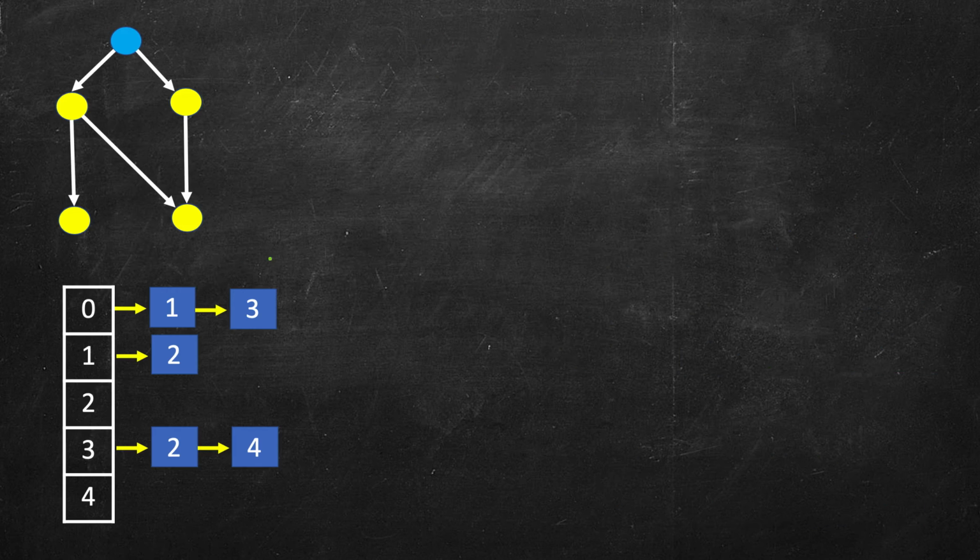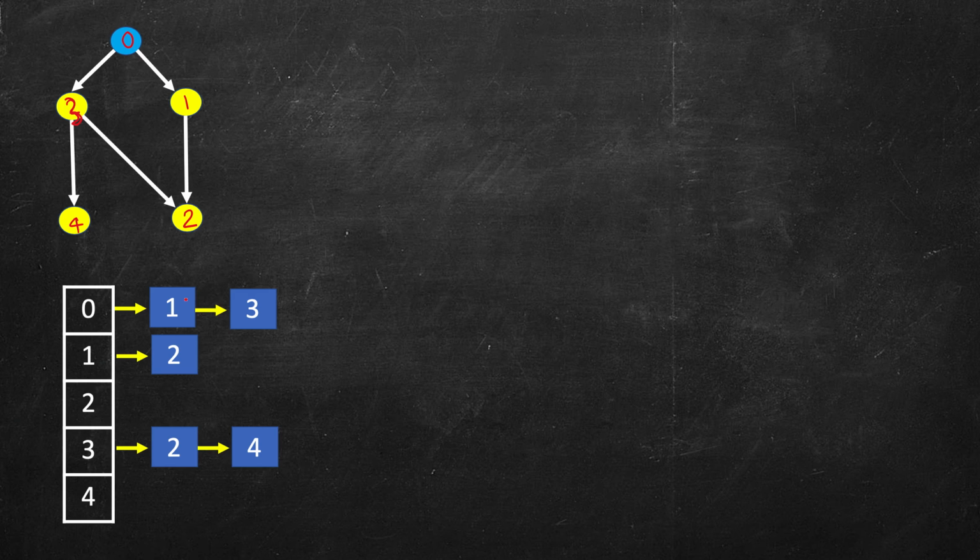Just for recap, this is the adjacency list of this graph. This vertex is 0. The neighbors of 0 are 1 and 3. The neighbor of 1 is just 2. So this is 1, this is 3, and the neighbor of 1 is just 2, this is 2, and the neighbors of 3 are 2 and 4, so this is 4. So this is the adjacency list.